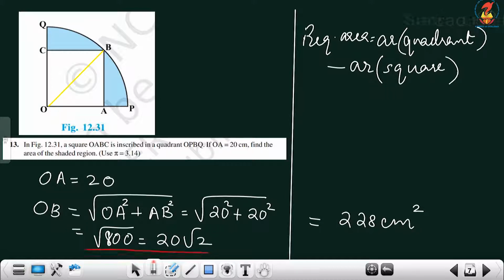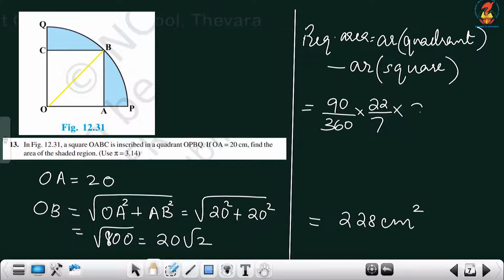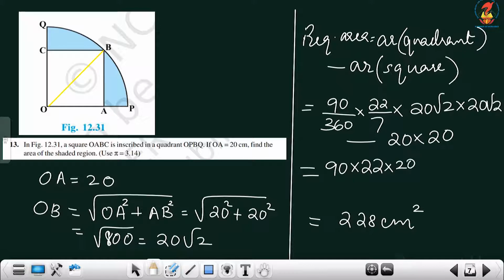So, what do you have to find? Required area is equal to area of the quadrant minus area of the square. What is the area of the quadrant? Theta by 360 into pi r square. What is theta here? 90 by 360 into 22 by 7 into, what is r here? OB is 20 root 2, into 20 root 2, minus area of the square, 20 into 20. So, what we can do is 90 into 22 into 20 into 20, root 2 into root 2 is 2, divided by 360. You can cancel 360 and 90, 4 into 7, minus 400, which is equal to 228 centimeter square.